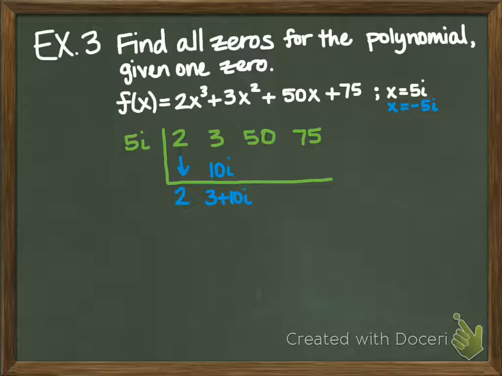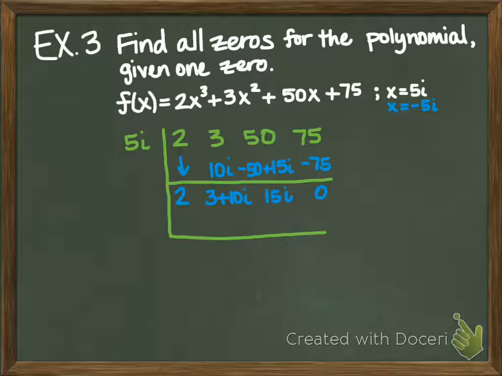And 5i times 10i is 50i squared. And we know that 50i squared would change to negative 50. So this is negative 50 plus 15i. And you'll notice when I do 50 minus 50 plus 15i, the 50s cancel and I'm left with 15i. So now when I multiply 15i times 5i, that's going to be 75i squared, which is negative 75. And I get a zero remainder, which is correct because it said that it was a solution.